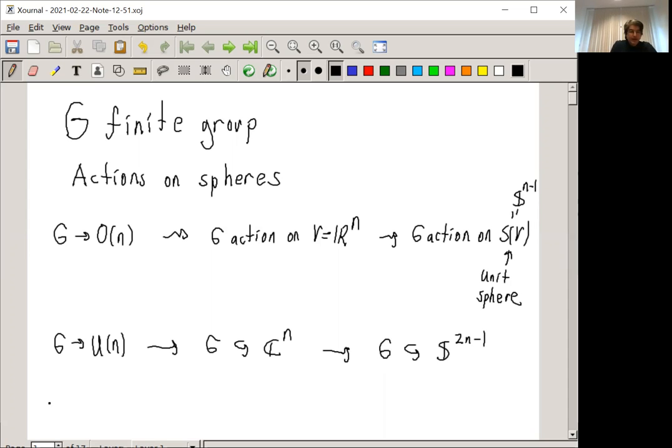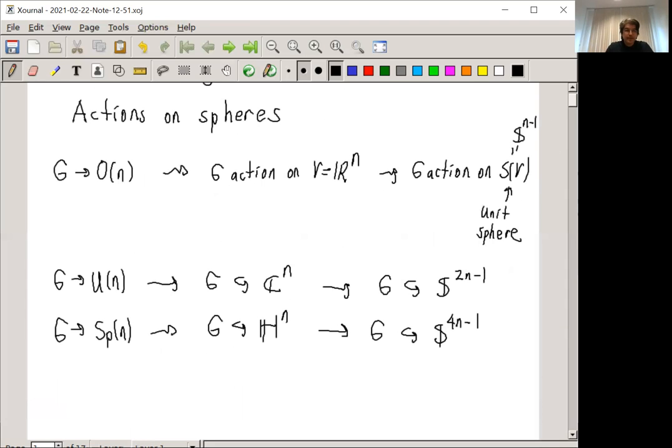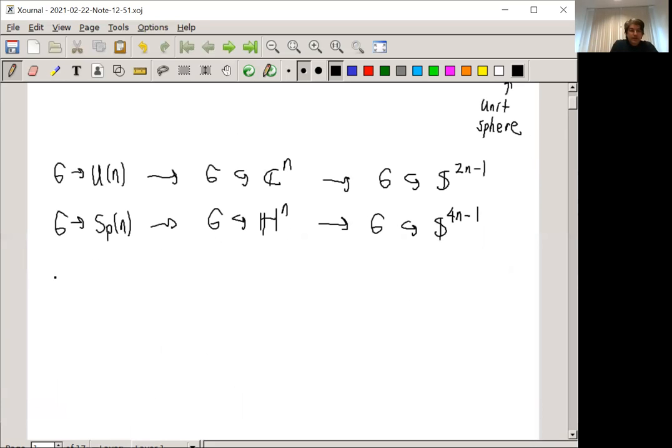So you get a G action on S^(2n-1). And then similarly, if you have a group homomorphism to the symplectic group, then you get a G action on the n-dimensional vector space over the quaternions, where H denotes the quaternions, and then we have a G action on the (4n-1)-dimensional sphere. Okay, so this is some way to obtain actions on spheres. Now let me quickly discuss a few simple examples.